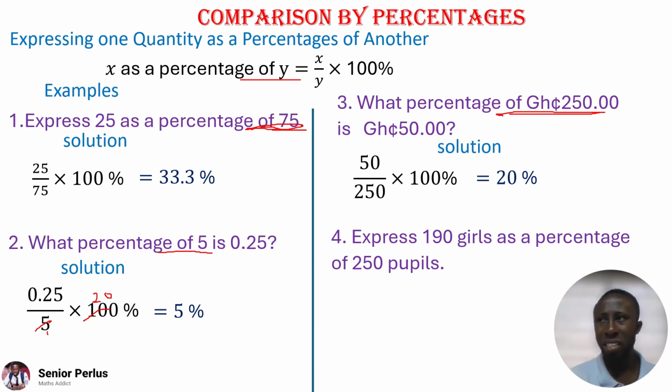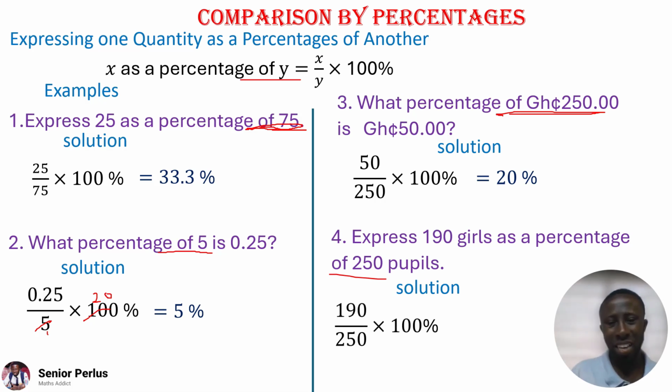Four. Express 190 girls as a percentage of 250 people. From here, which one will be our denominator? I'm waiting for your answer. Good. So this is the denominator. So it's 190 out of the 250 times 100. And you have this as your answer. Very simple. Let's continue.